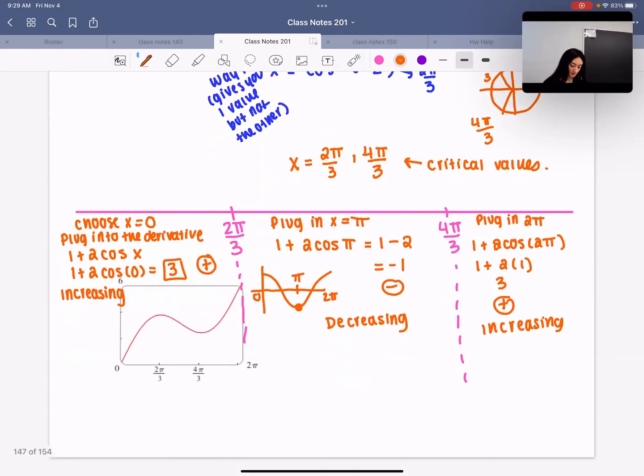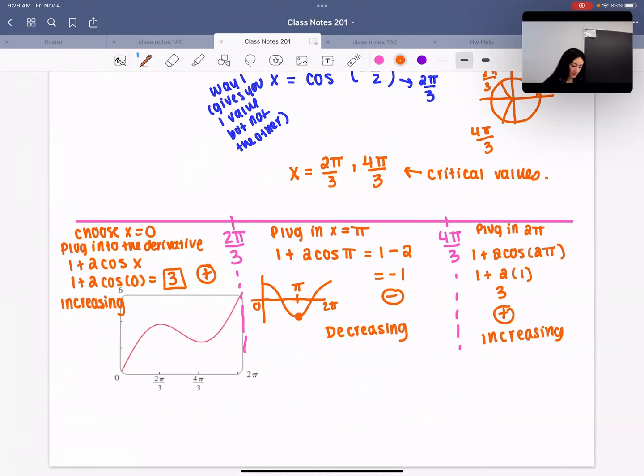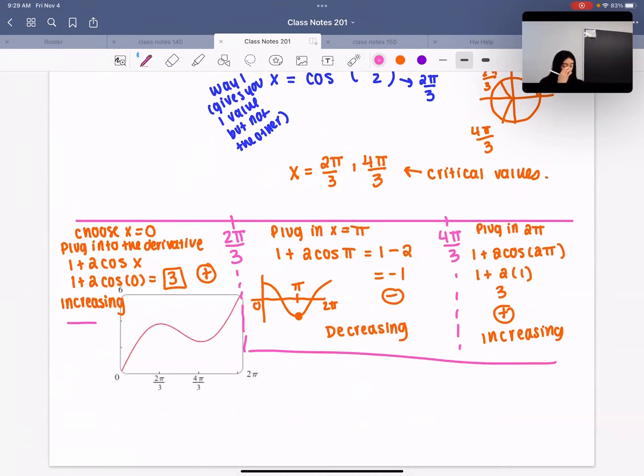Now, we're not done yet because we have to figure out what our local mins and our local maxes are. Let's think about 2 pi over 3. At this point, we go from increasing to decreasing. So do I have a local max or a local min?